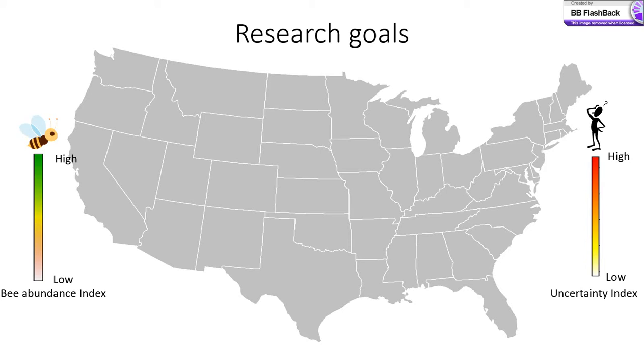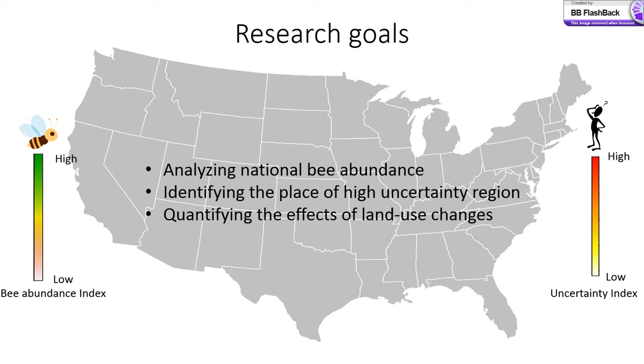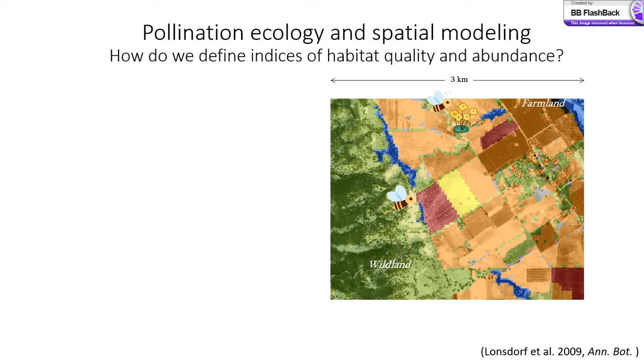Wouldn't it be great if we had a unified index to show relative bee abundance across the United States and its uncertainty? Then we can do more than that. We can analyze national bee abundance, identify places of high uncertainty, and quantify the effects of land use changes. But let's look at pollination ecology and spatial modeling first.